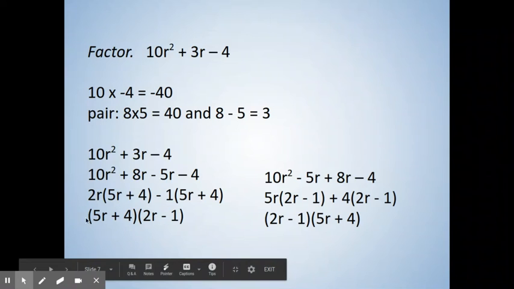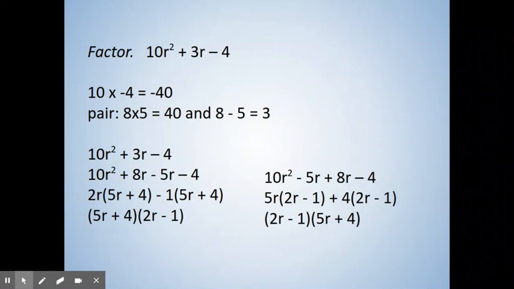So if you're looking at them here, we've got the 5r plus 4 first. Here it's last. We've got the 2r minus 1 second. Here it's first. Remember, this is multiplication. This means 5r plus 4 times 2r minus 1, and 2r minus 1 times 5r plus 4. Is the order you write stuff with multiplication important? If you change stuff around with multiplication, does it change the meaning?